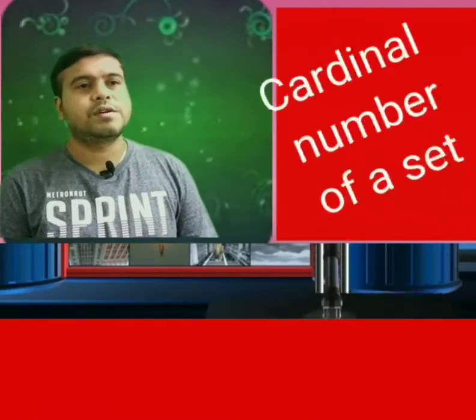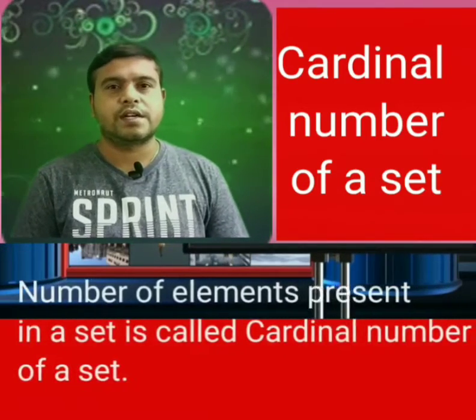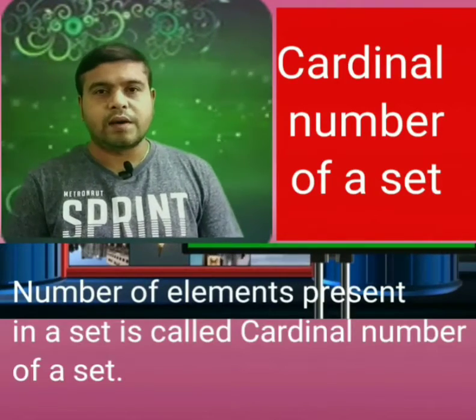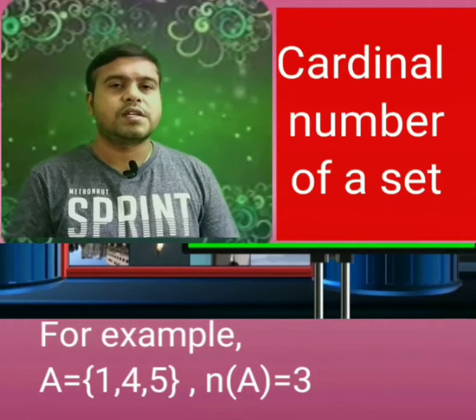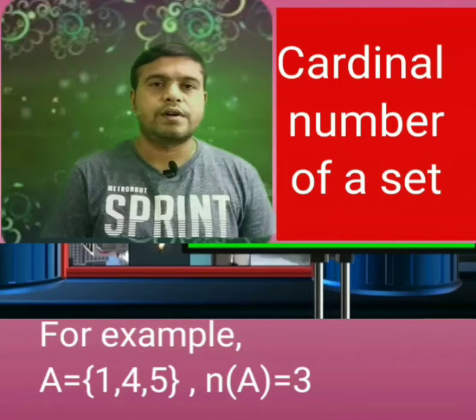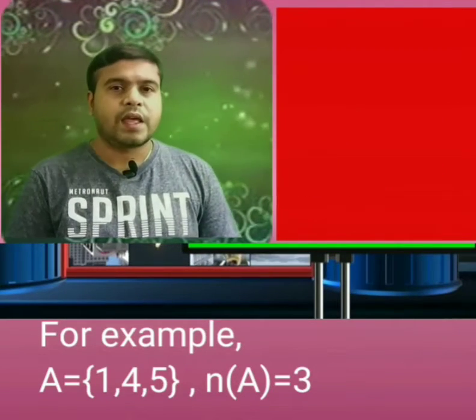Next we are going to see about the cardinal number of a set. The cardinal number of a set is the number of elements present in it. Means how many elements are present in a set is called the cardinal number of the set. It is denoted by n(A).